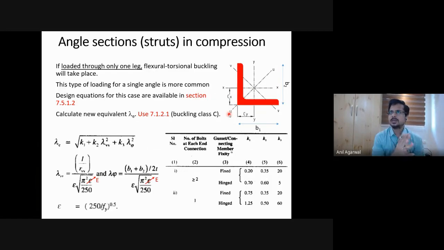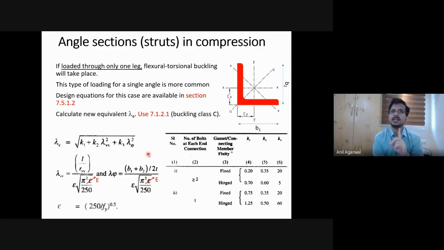Okay. However, that is not how most of the angles are really loaded. Most of the time, angle members are loaded only through one leg, or connected only through one leg. And typically on both sides it's the same leg, so you have the issue of shear lag that we have discussed in detail in tension members. Or in this particular case, we can call it eccentricity. Then the possibility of any kind of pure flexural buckling can be completely ruled out with the eccentricity coming into the picture. And then the code says that you have to account for flexural torsional buckling.